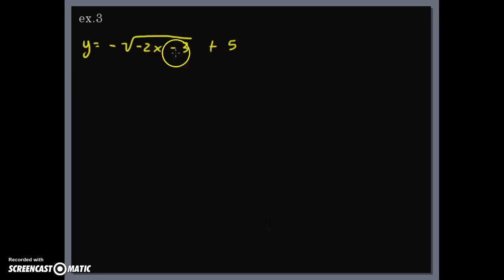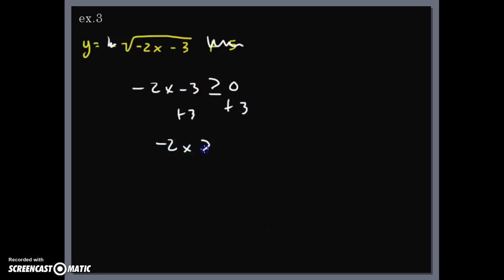Example number 3. So again, let's take what's under the radicand. Is greater than or equal to 0. Remember, we don't need to worry about this 5, and this negative is not important for us as we find the domain. We're going to go ahead and add 3, add 3. We've got negative 2x is greater than or equal to 3. We're going to divide by negative 2, divide by negative 2, flip the sign.